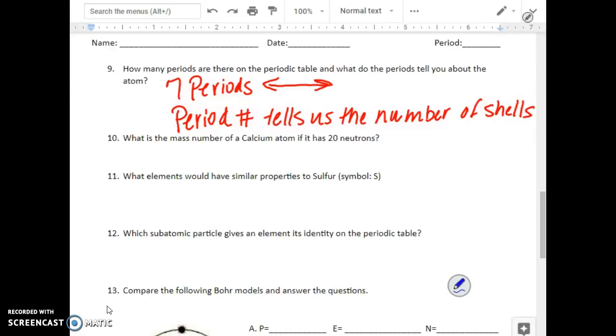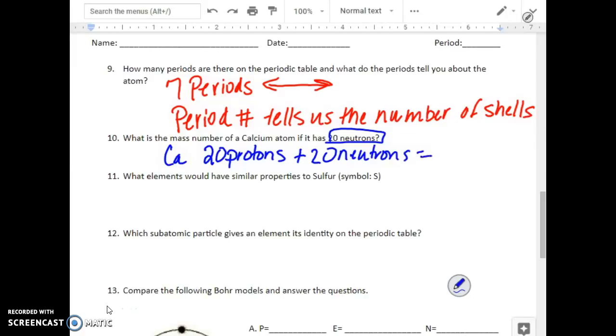Number 10, what is the mass number of calcium if it has 20 neutrons? Okay, so calcium's atomic number is 20. So that means it has 20 protons. It's telling us in the problem it has 20 neutrons, so we're going to add the neutrons, giving us a mass of 40 AMU for this calcium atom.